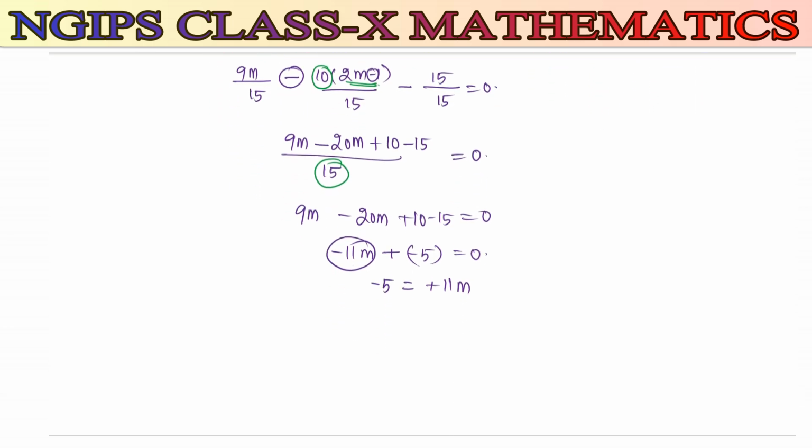When you shift this 11 to the opposite side, it will become division. So finally we will get minus 5 divided by 11 is equal to m. So this is the final answer.